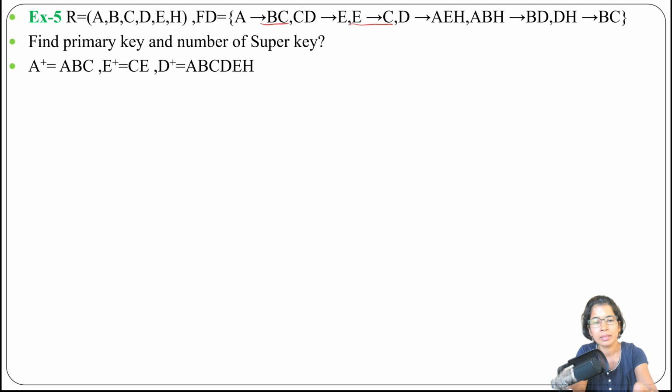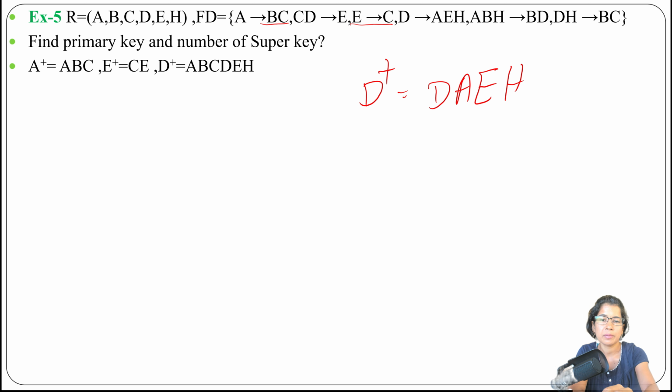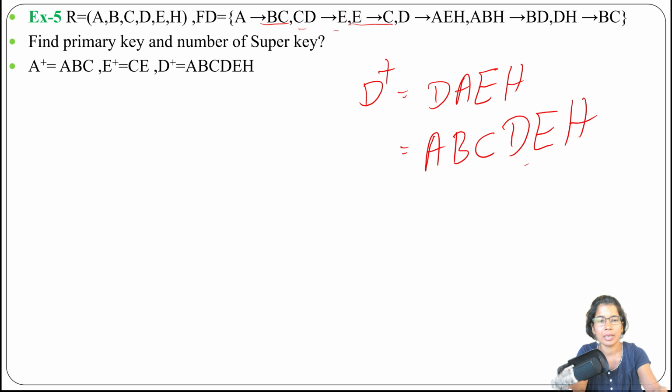Next D plus, D positive closure, from D you can derive A, E, H. So D, A, E, H. Next from A, B, C. So A, B, C, D, E, H. Then from C and D, E is already there. From A, B, H, B, D already there. From D, H, B, C is already there. So from D you can derive A, B, C, D, E, H. And these are all our attributes, hence D is our primary key or you can say candidate key.